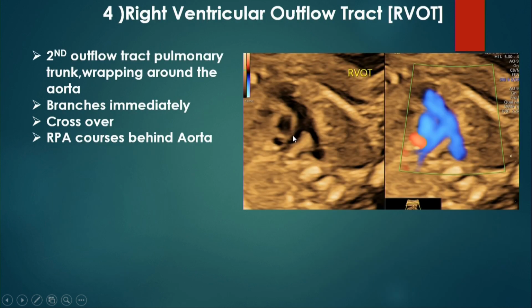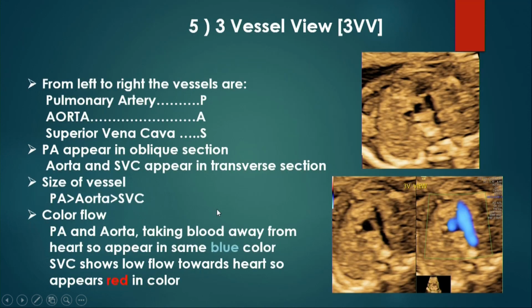Coming to the fourth view, the right ventricular outflow tract, the second outflow tract, that is arising from the right ventricle and immediately divides into the right and left branch. The right branch is going posterior to the aorta. The left branch continues as the ductus and joins the descending aorta.